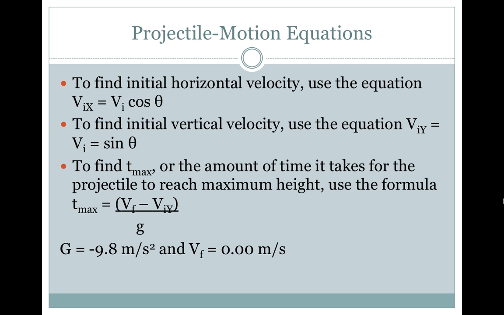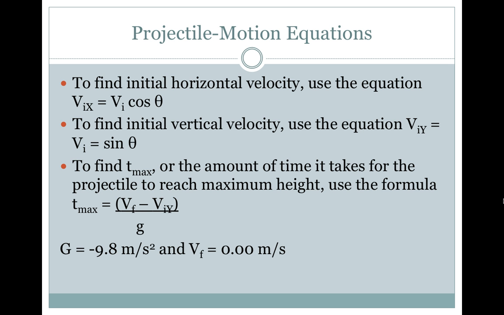Projectile motion equations. To find initial horizontal velocity, use the equation Vix equals Vi cosine theta, where Vi is the initial velocity and theta is the angle at which it was initially launched. To find initial vertical velocity, use the equation Viy equals Vi sine theta.